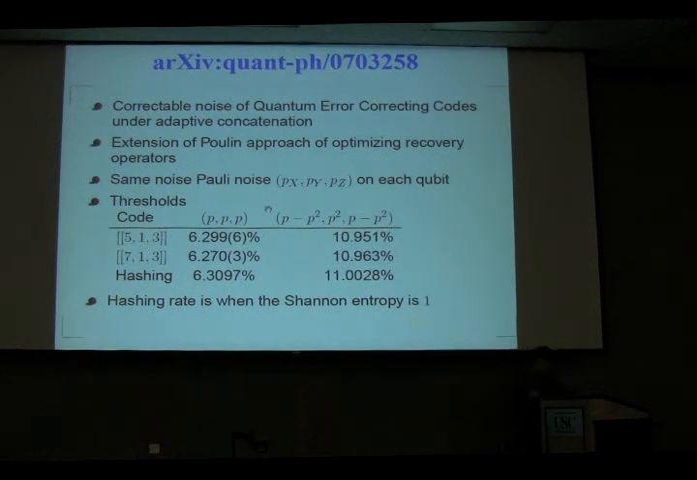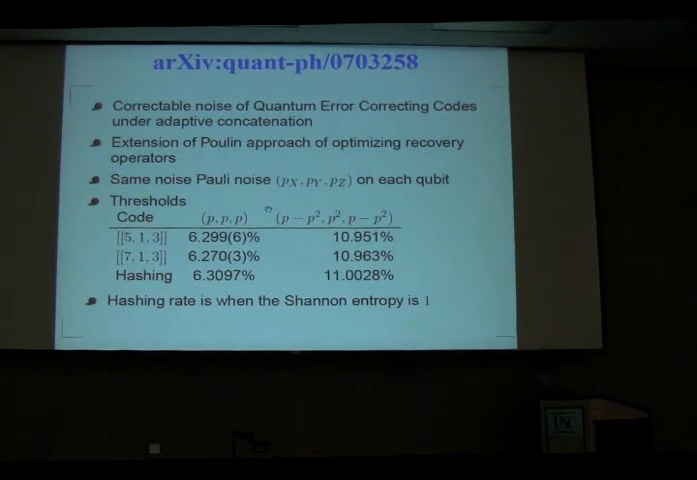What I did was calculate thresholds. Below these thresholds, the Shannon entropy goes to 0, which means that it can correct the noise. And in general, above the thresholds, in most cases, the Shannon entropy will go to 2. So these thresholds are very important. But in order to calculate them, you have to go out many levels to see asymptotically what the critical values converge to.